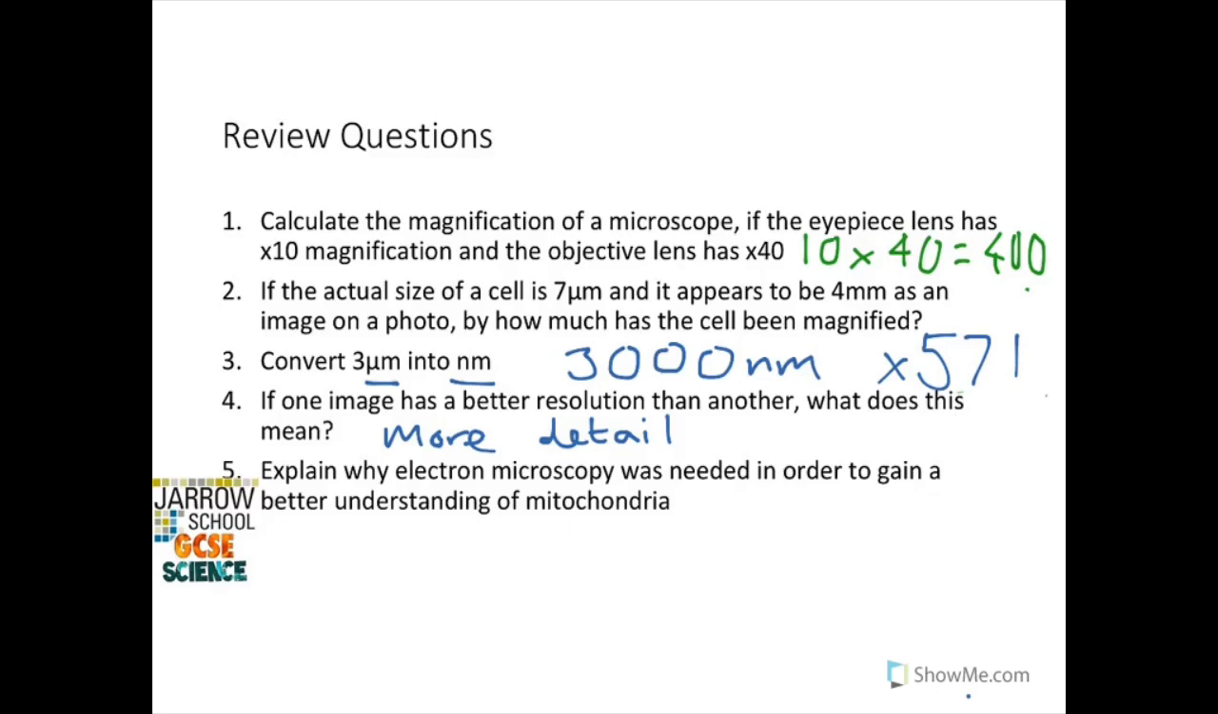And question 5, explain why electron microscopy was needed in order to gain a better understanding of mitochondria, and that is all to do with the resolution. With a light microscope, you might just be able to see the mitochondria, but you'll be able to see absolutely no detail. So with an electron microscope, scientists were able to see the details of what the mitochondria looked like and an idea of how the structure was helping respiration.